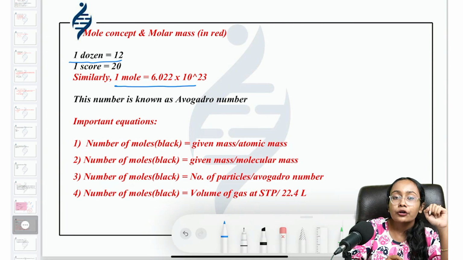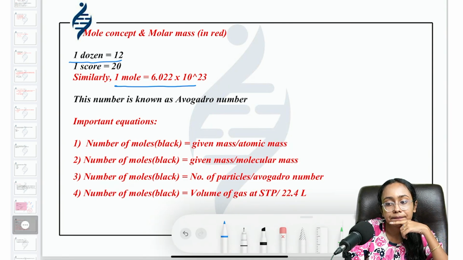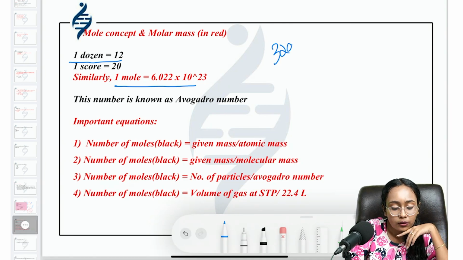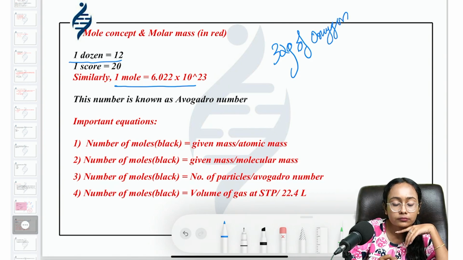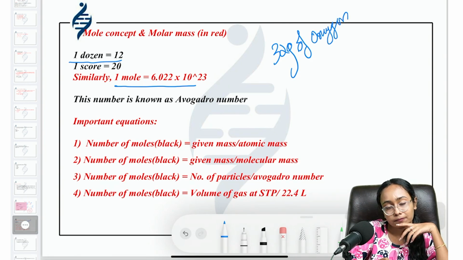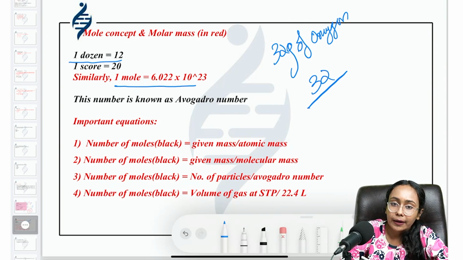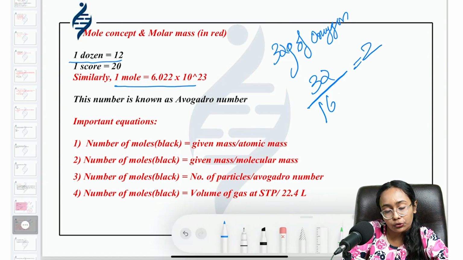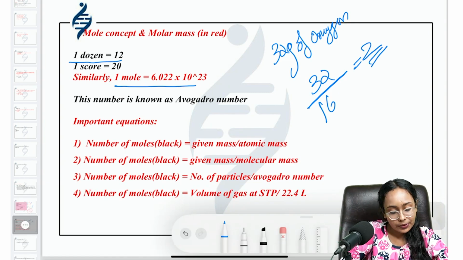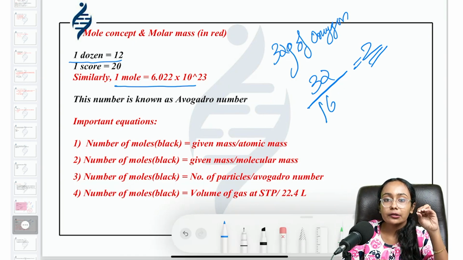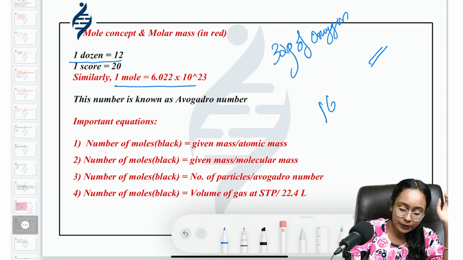For example, you are provided with 32 grams of oxygen. So the given mass can be divided by its atomic mass 16. That is equal to 2. So the number of moles is 2. So that's given here, given mass divided by atomic mass. Hope the equation is clear.